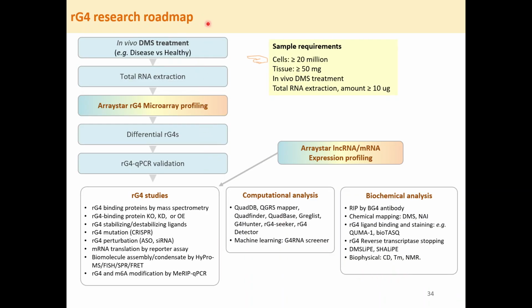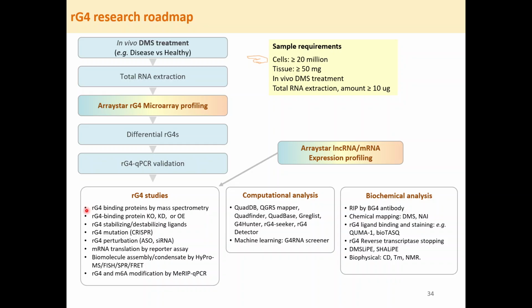To use rG4 microarray profiling, the cells or tissues, for example, disease versus healthy control, are treated with DMS in vivo. The total RNAs are extracted, immunoprecipitated, and used for rG4 microarray profiling experiment. The differentially expressed rG4s are identified and can be validated by rG4 qPCR. As an rG4 research roadmap ahead, the differentially expressed rG4s can be studied not only by their host RNAs where they reside, but also by identifying the rG4 interacting proteins and their functions, for example, by mass spectrometry.